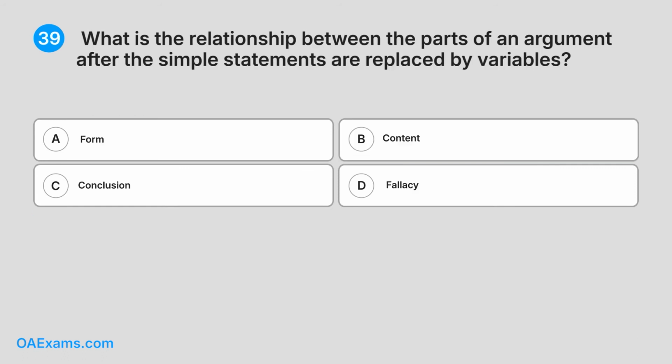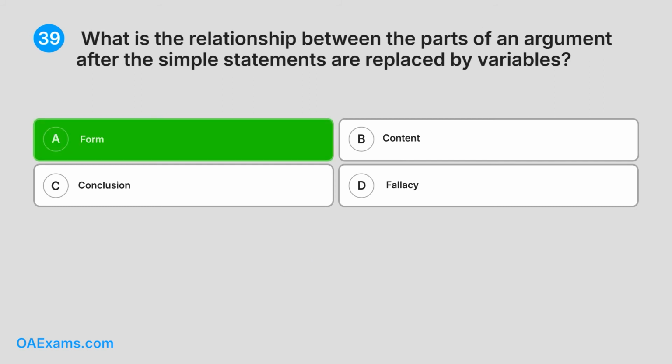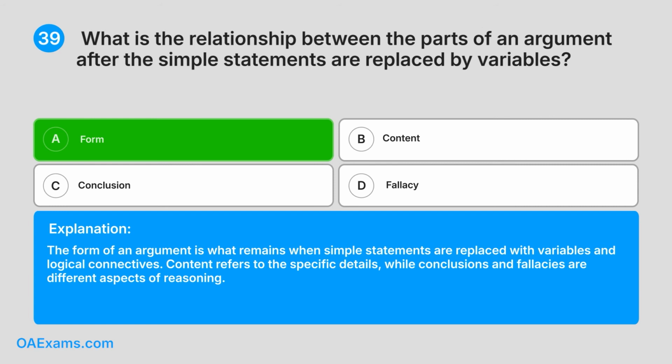9. What is the relationship between the parts of an argument after the simple statements are replaced by variables? A. Form. B. Content. C. Conclusion. D. Fallacy. Can you guess the answer? Correct answer. A. Form. Explanation. The form of an argument is what remains when simple statements are replaced with variables and logical connectives. Content refers to the specific details, while conclusions and fallacies are different aspects of reasoning.